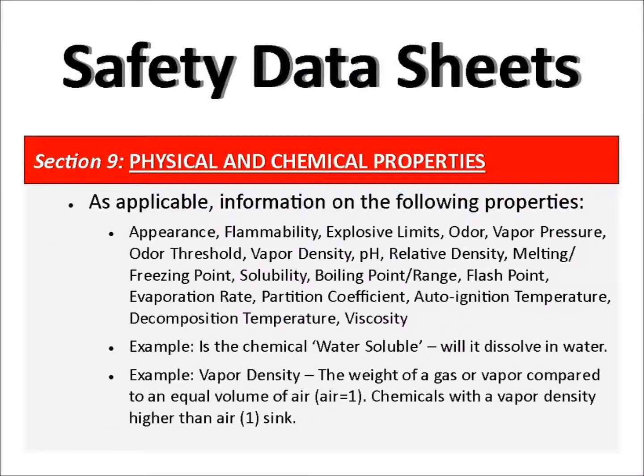Section 9, Physical and Chemical Properties. This lists the chemical's characteristics. Examples: soluble, will the chemical dissolve in water? Or vapor density, the weight of a gas or vapor compared to an equal volume of air. For example, if air equals 1, chemicals with a vapor density higher than air will sink.